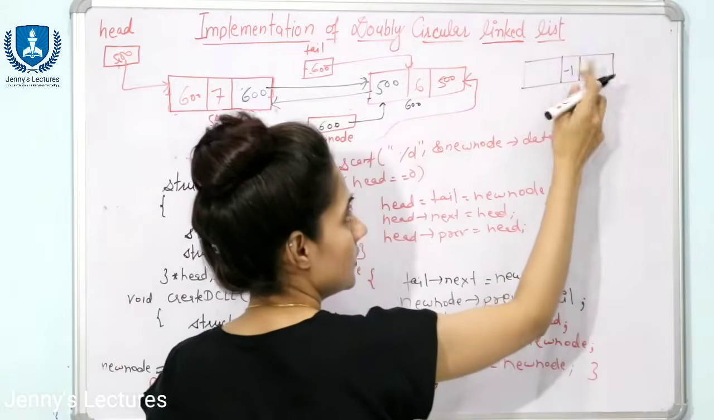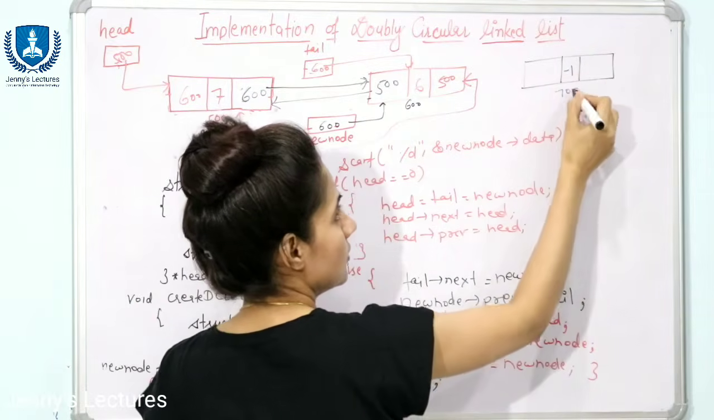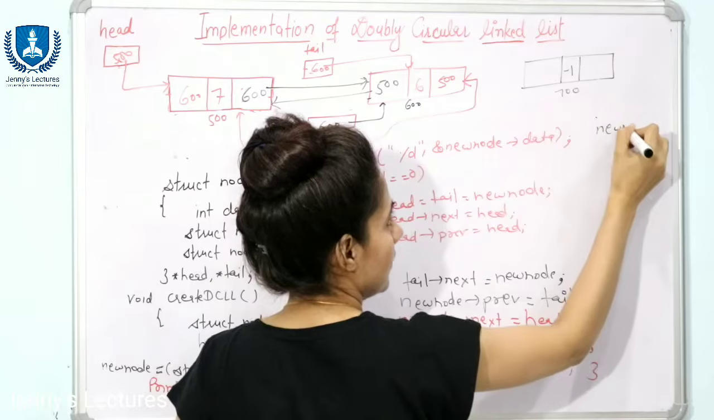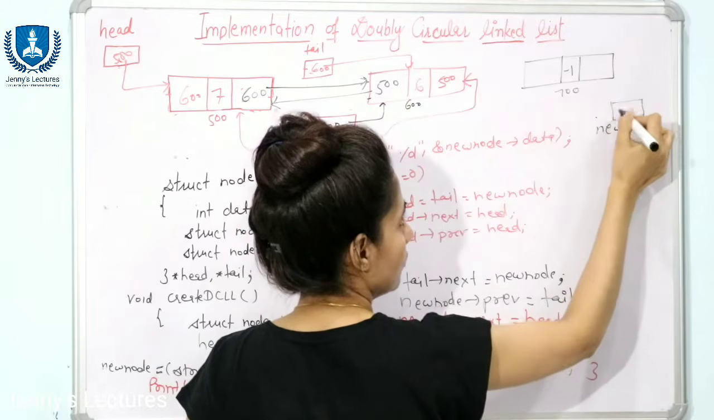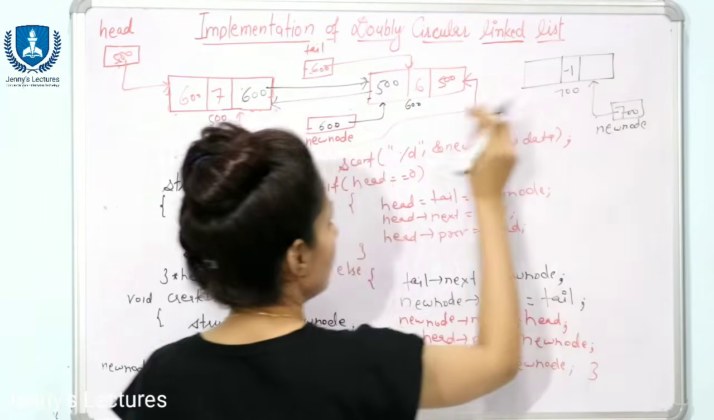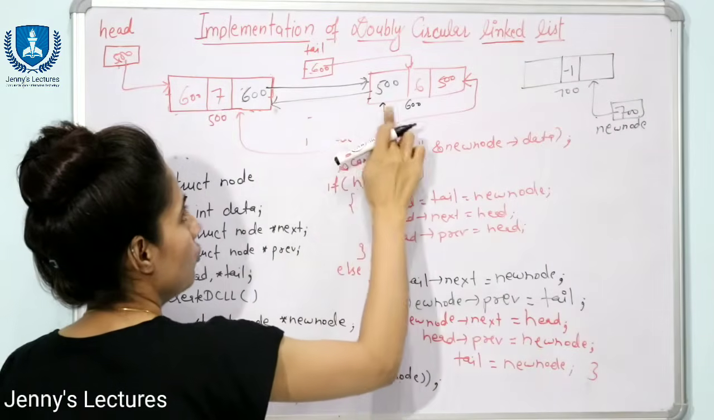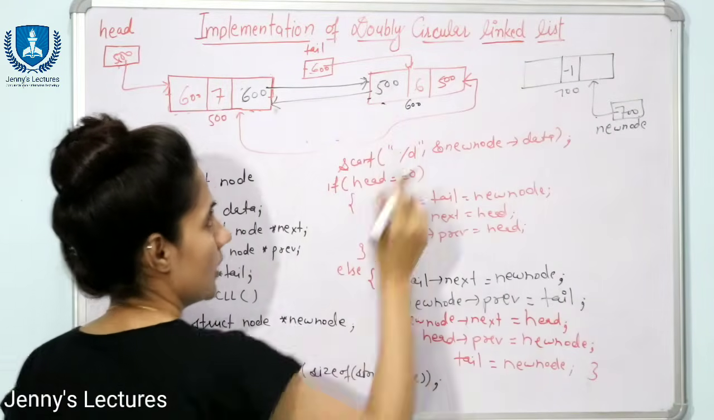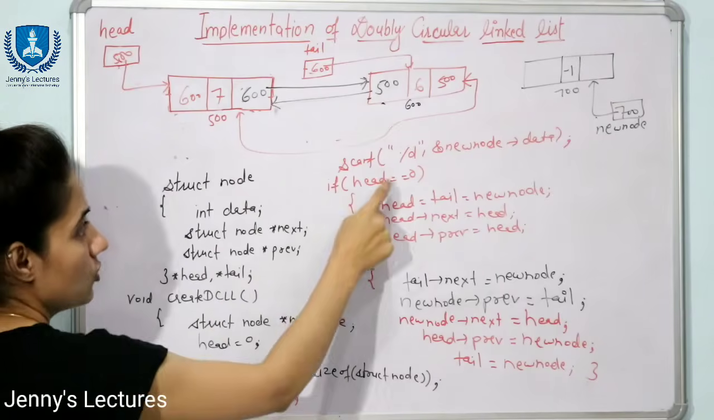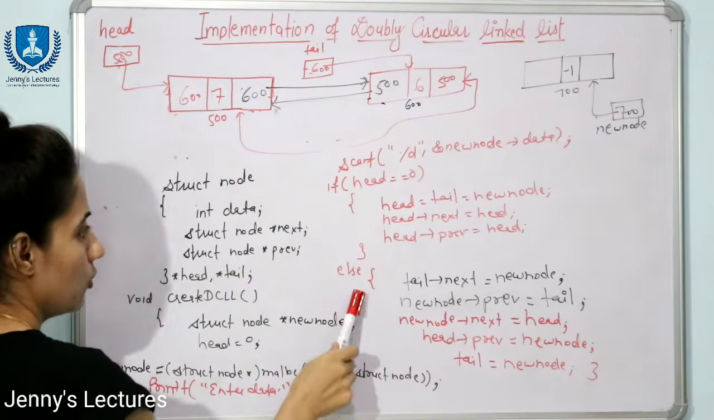Suppose the user has entered data -1 and the address is 700, so in new node we have 700 now. So a new node is pointing to this node, right? Now I want to insert this node in the list. So now if head is equal to null, that is not true, so we are going to enter into the else part.